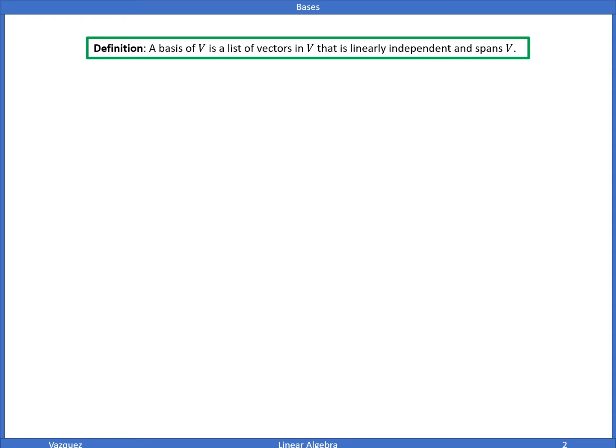So a basis here, I should probably have this in green. I'm going to underline it. A basis of V is a list of vectors in V that is linearly independent and spans V. Right, so as it says, just a list of vectors that is linearly independent and spans the space. So, what are some examples?